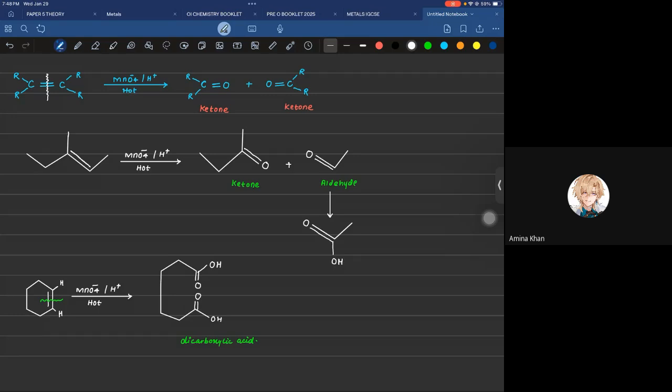So I have directly prepared carboxylic acid rather than aldehyde.